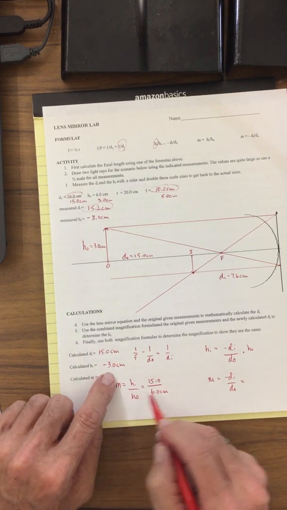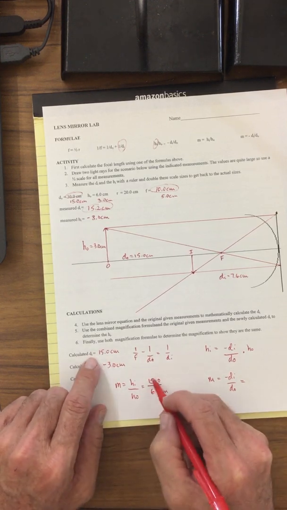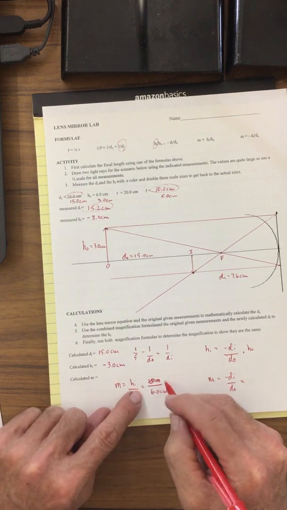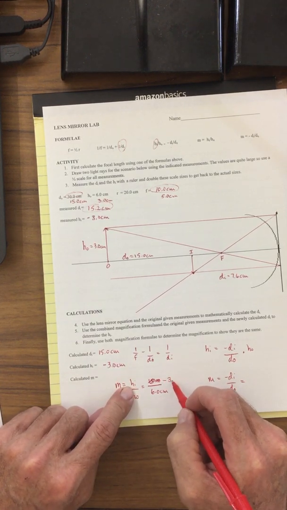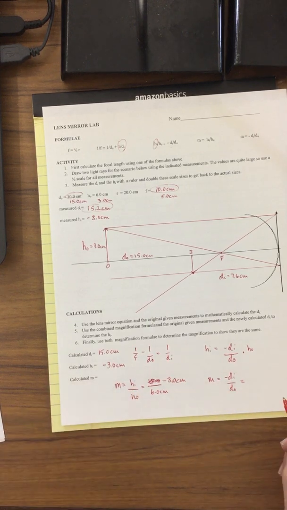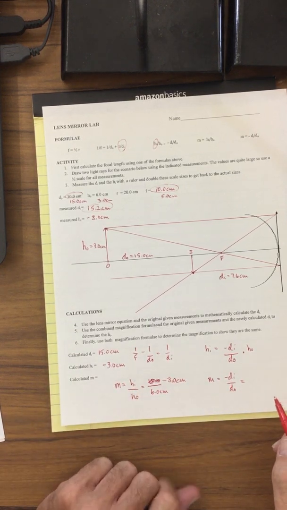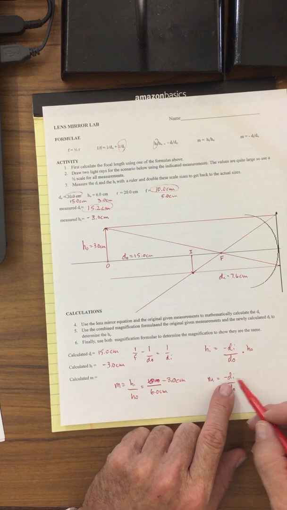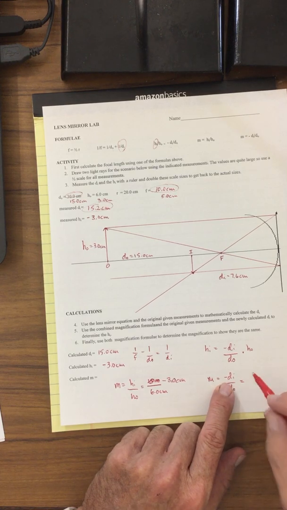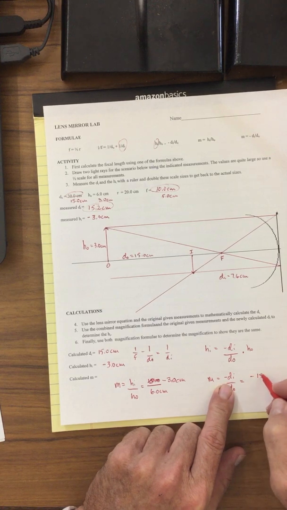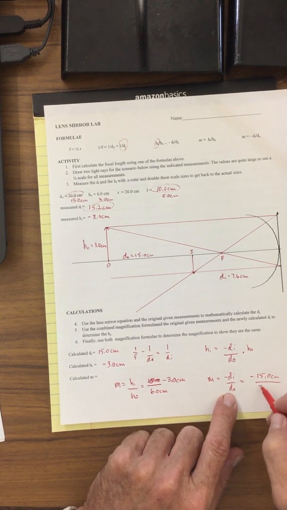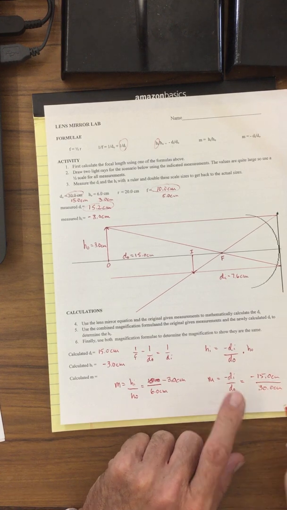Oops, height of the image, my bad. That was the distance of the image. The height is going to be negative 3.0 centimeters. Then the negative distance of the image, so the negative 15.0 centimeters over distance of the object, which is 30.0 centimeters.